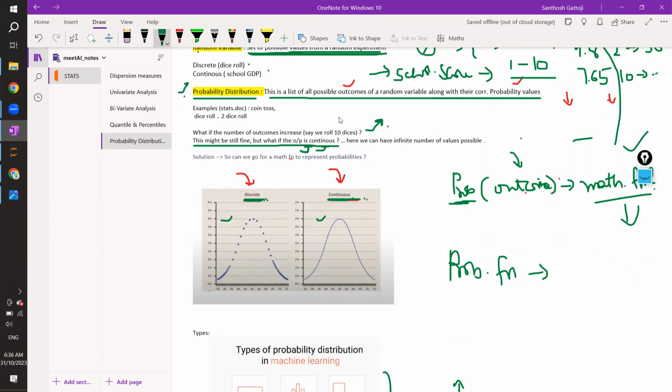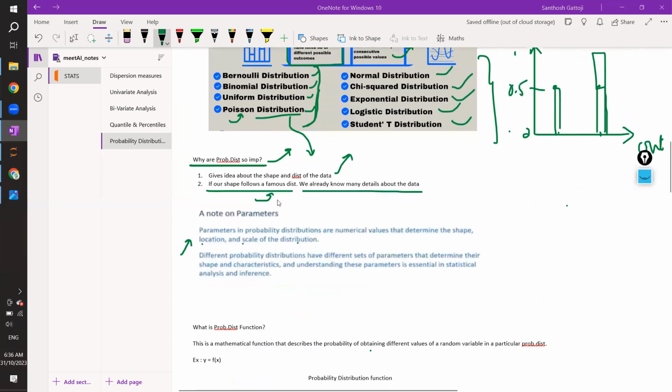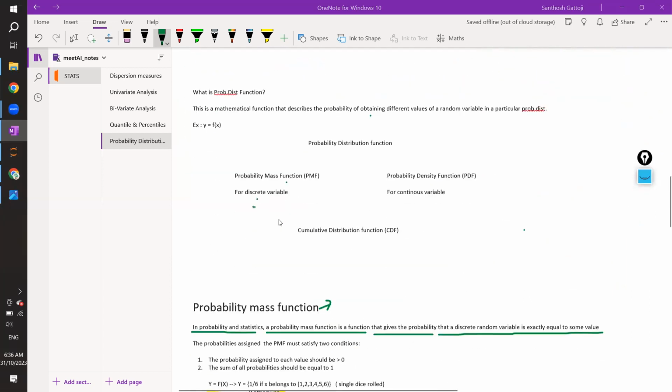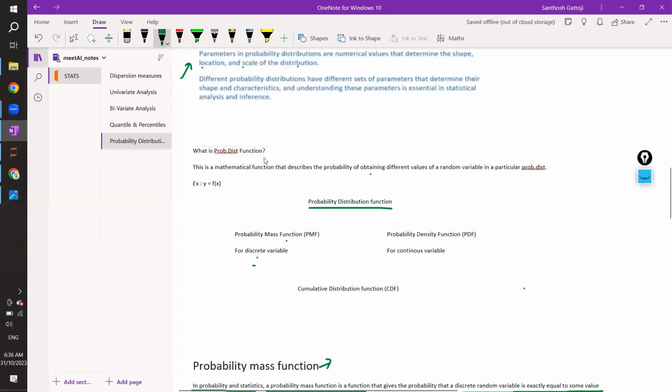Now, for the discrete we have seen these different types of discrete examples. I was trying to explain to you yesterday that instead of doing it manually, we can come up with a mathematical function. Because, guys, yesterday I explained this, but I'm explaining it again. See, try to understand.